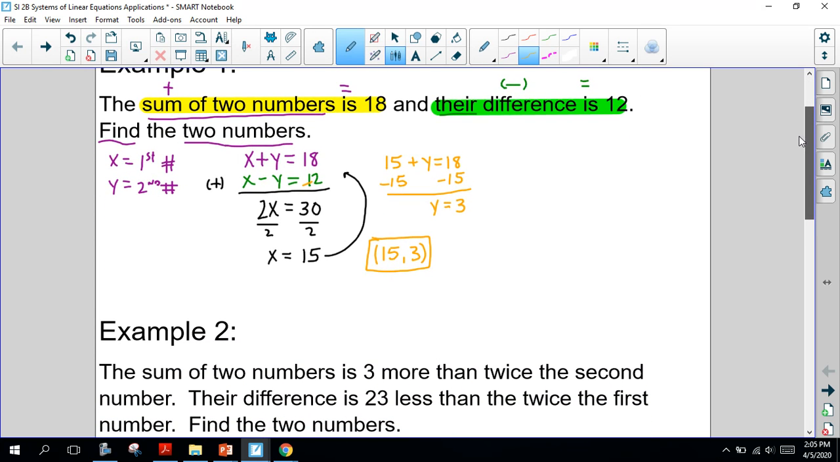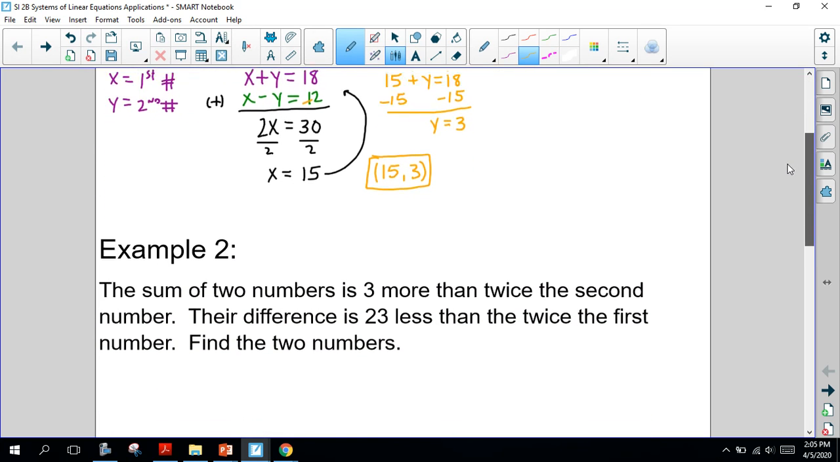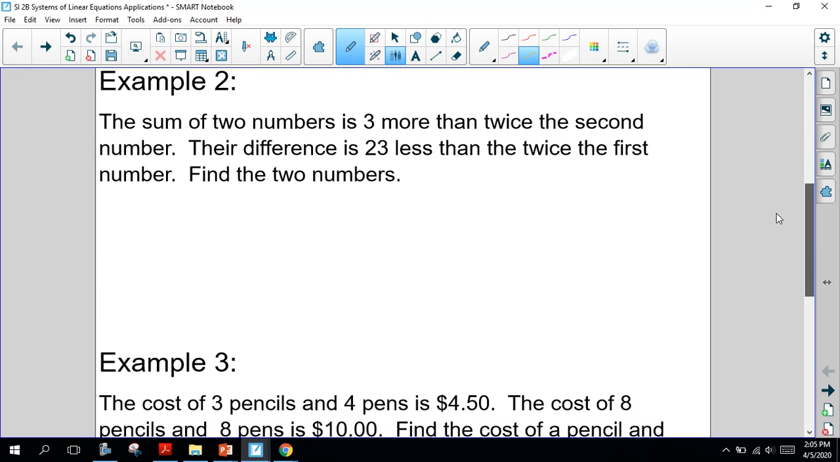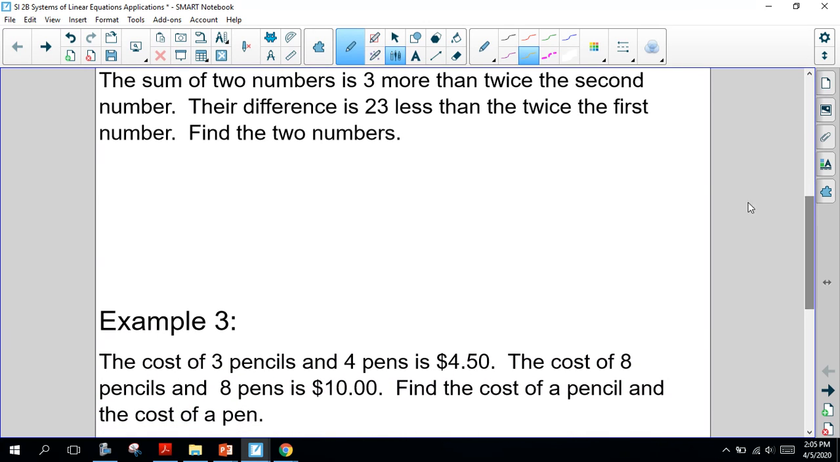The second example gets a little bit more complicated and probably not quite so easy to figure out in your head like possibly the first one. As I read through here, it says the sum of two numbers is 3 more than twice the second. Their difference is 23 less than the first number. Find the two numbers. So once again, I go to my question here at the very end. It's telling me to find two numbers.